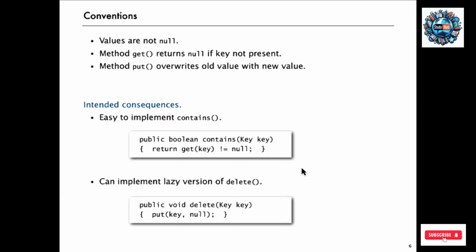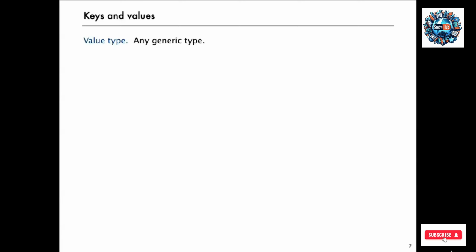And the other thing that we can do is use null in some temporary situations to implement a lazy version of the delete operation. We can associate the key with null internally, and then the client won't know the difference whether that's in there or not. Some algorithms take advantage of the ability to use null in this way. These are just conventions and somewhat details, but it's important to point them out up front.